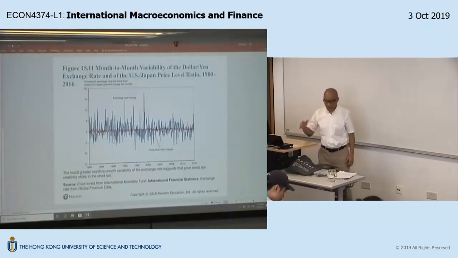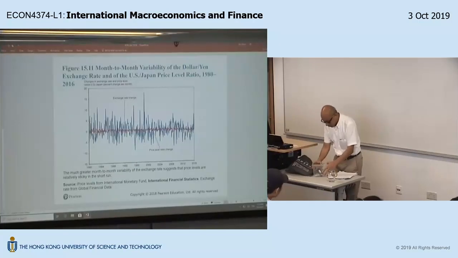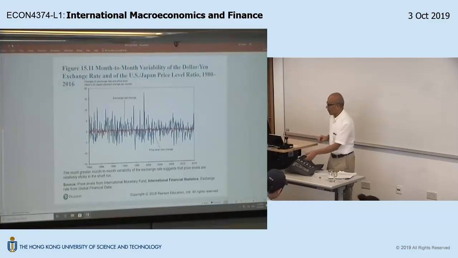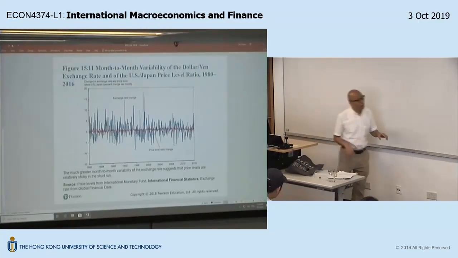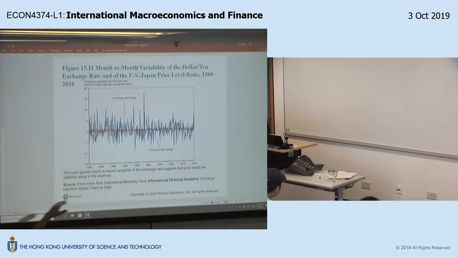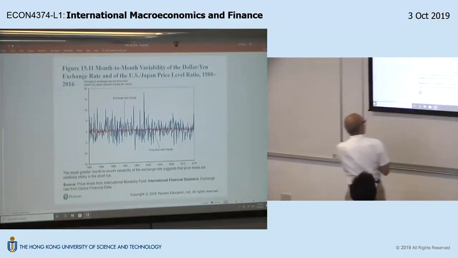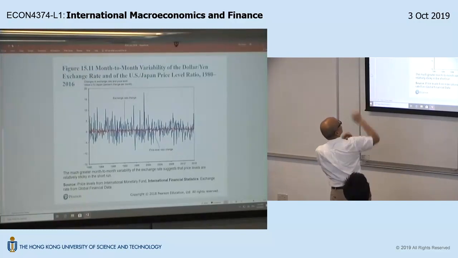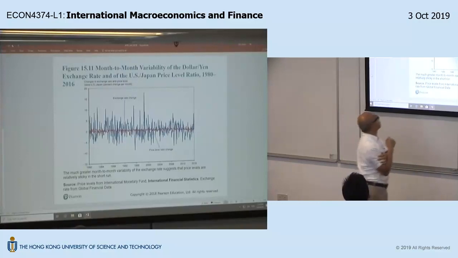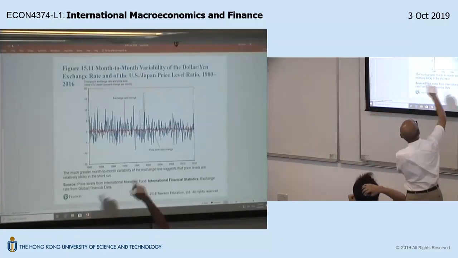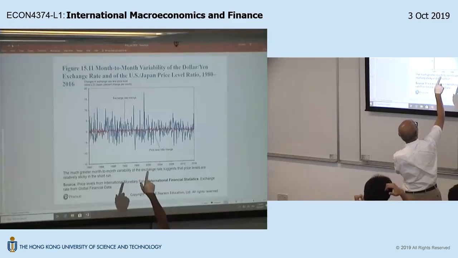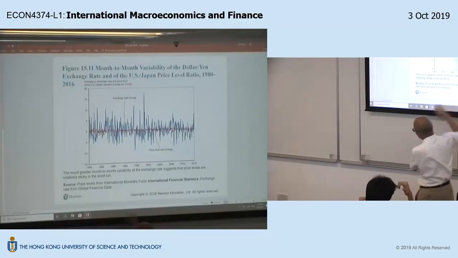the volatility of exchange rates. So you see that the blue curve is the exchange rate, and the red curve is the price level. Here, this is actually the relative price level. So it's the month-to-month variability of the dollar to yen exchange rate and the U.S.-Japan price level ratio.